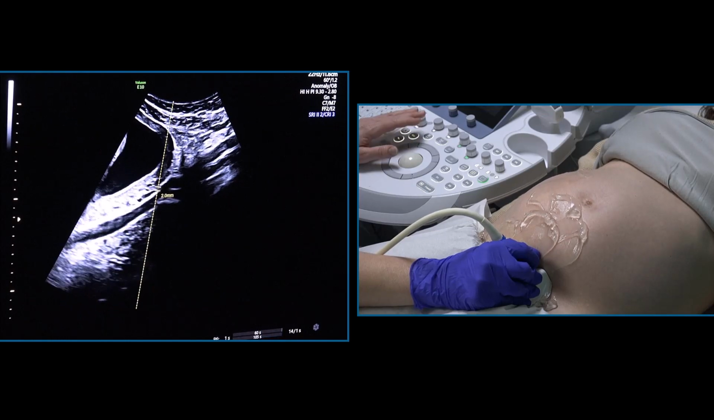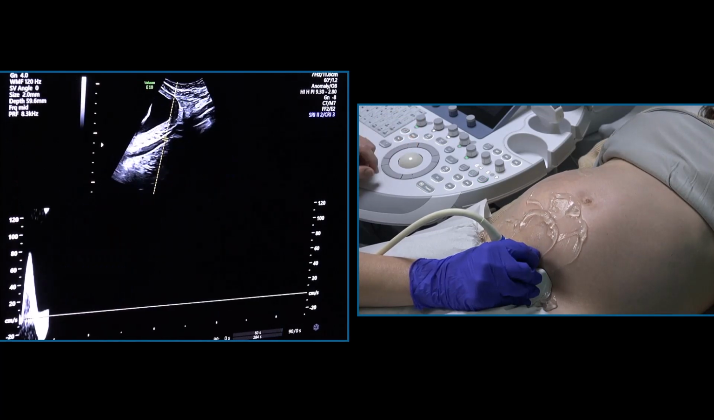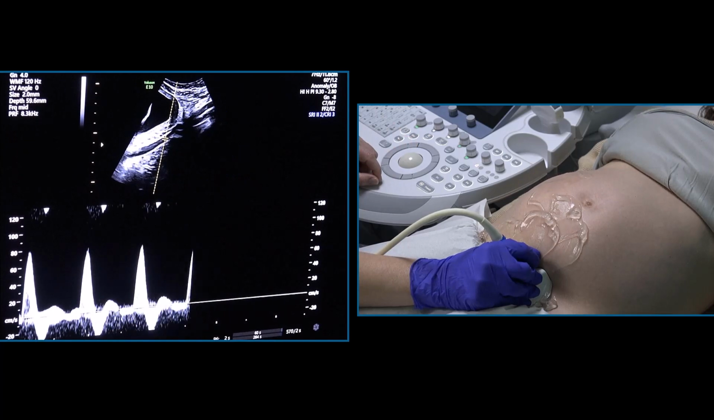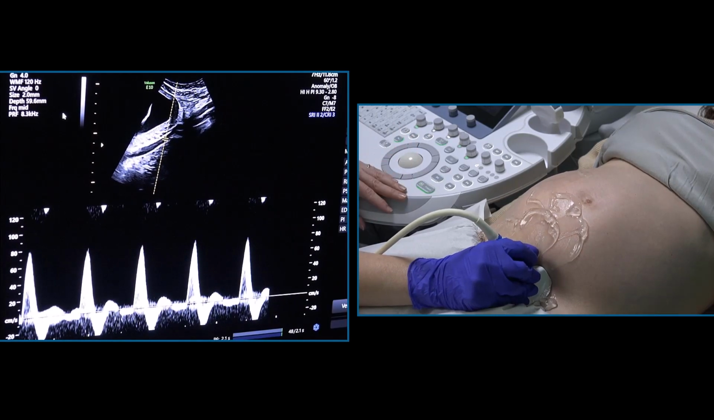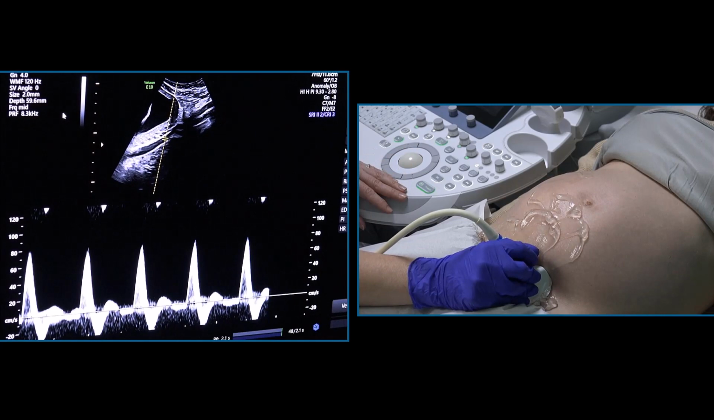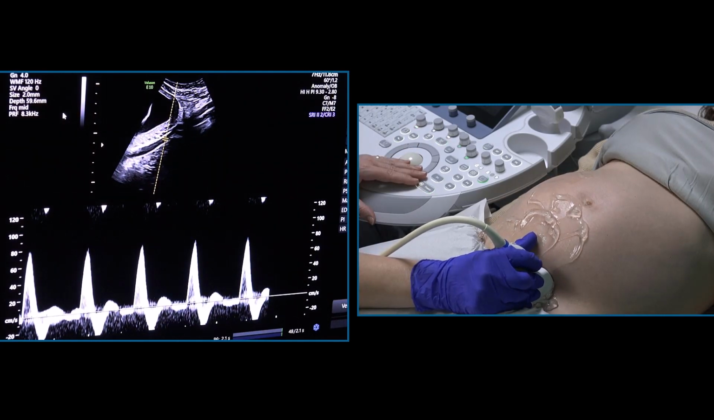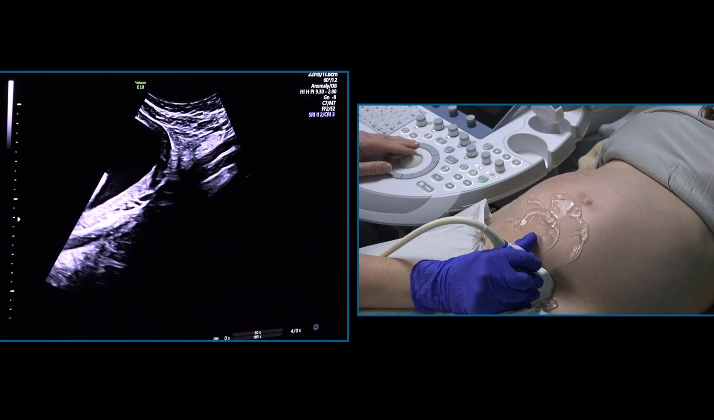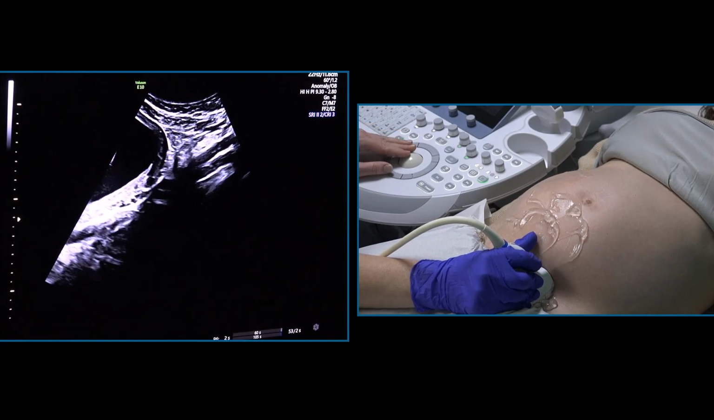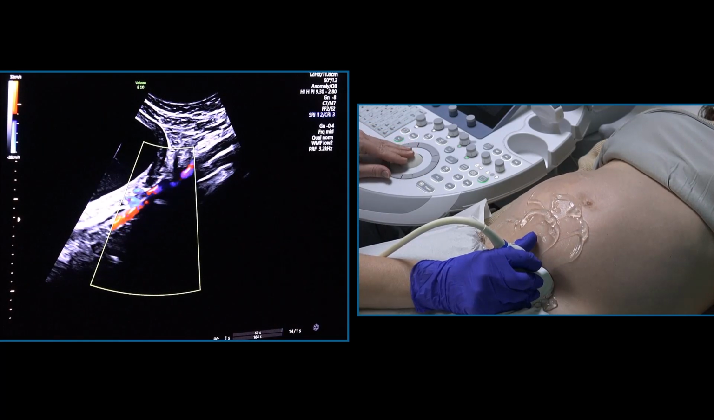So if I put the sample gate on here, there you go, it has that beautiful noise. And that tells you that it's the external iliac artery. So that helps you see the external iliac. If I put colour on, there it is, this big vessel coming along here.